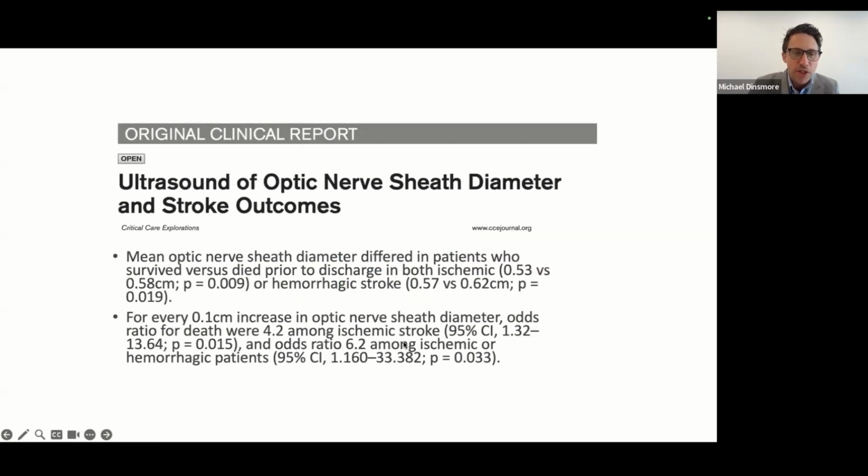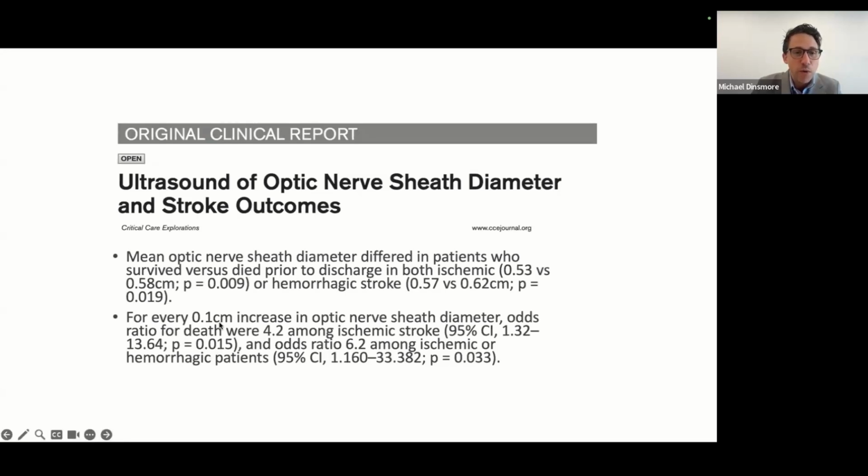This paper was just published. This was looking at outcomes for stroke. So what they did here was, for patients that were admitted into hospital for potential stroke and didn't get a thrombectomy, they measured the optic nerve sheath diameter when they were admitted and 2 days later. And they showed that, depending on the change in size of that optic nerve sheath diameter, it was a predictor of how bad the outcomes were going to be.